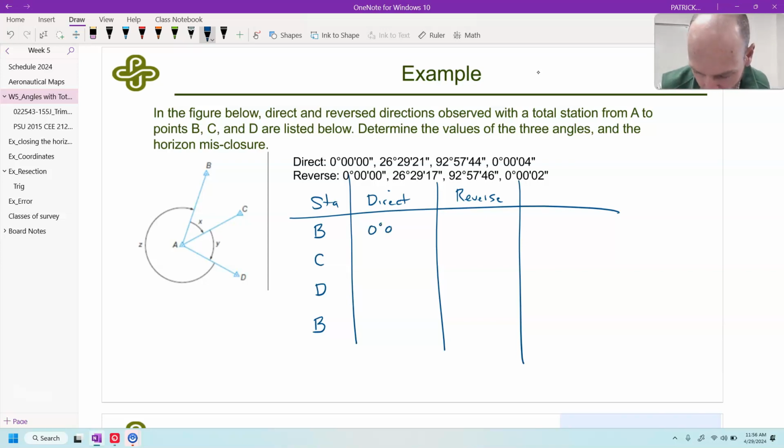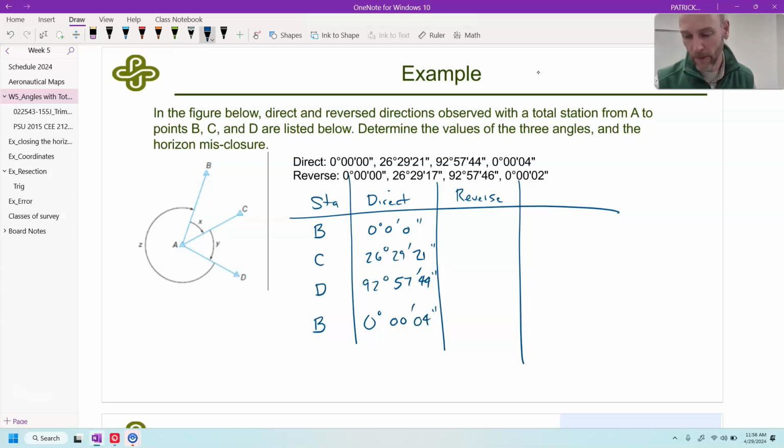So 0, 26 degrees, 29 minutes, 21 seconds, 92 degrees, 57 minutes, 44 seconds, 0 degrees, 0 minutes, 4 seconds. And then same thing with reverse. 0, 26 degrees, 29 minutes, 17 seconds, 92 degrees, 57 minutes, 46 seconds, 0 degrees, 0 minutes.